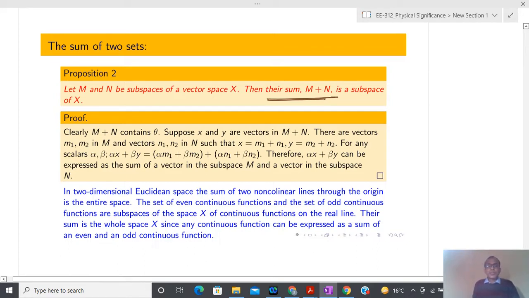Okay, so in two-dimensional Euclidean space, the sum of two non-collinear lines through the origin is the entire space. The set of even functions and the set of odd functions are subspaces of the space of continuous functions on the real line. So these are some examples where, if I add like this, I can find some more subspaces. Okay, so now it is time to conclude today's lecture.